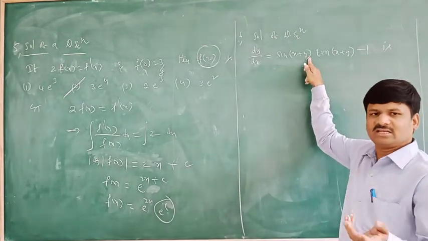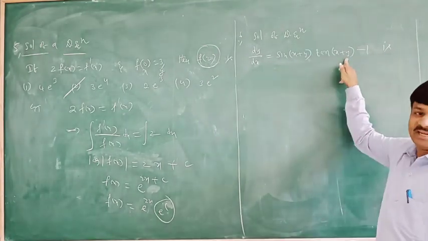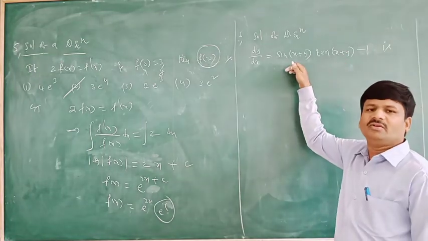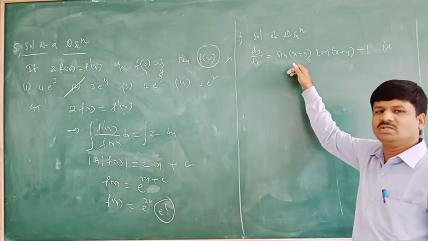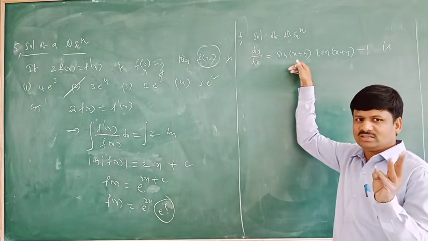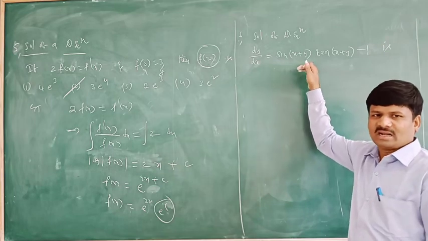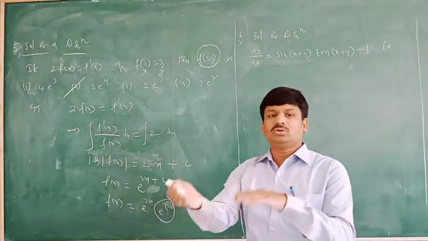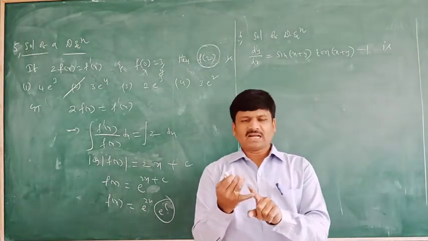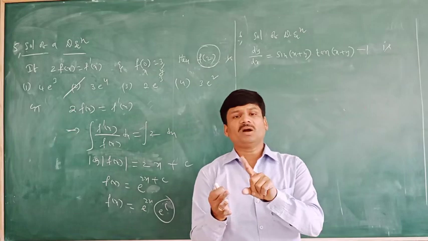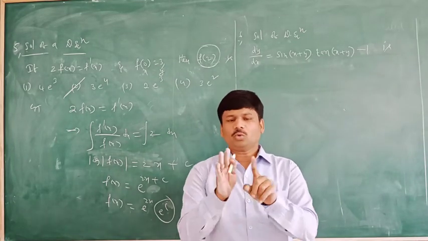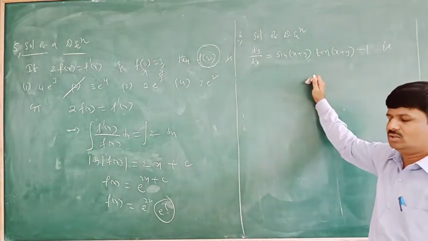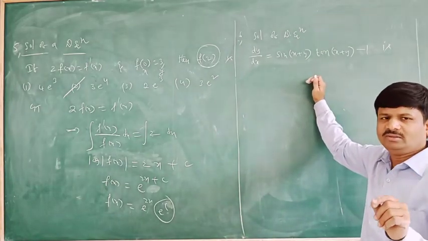Sin of x plus y is there. It is not possible to separate. Tan of x plus y is also not possible to separate. And it is not in the form of linear, nor in the form of homogeneous. You already know what the linear form and the homogeneous form are. It is not like that also. So whenever you are not able to separate the variables, and it is not homogeneous or linear, how could you solve this one?